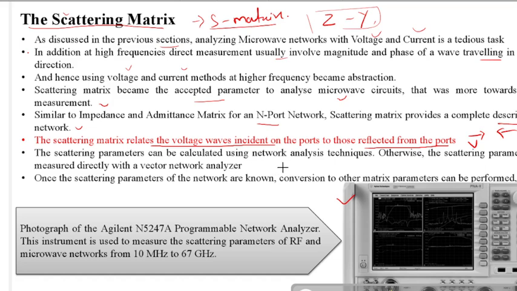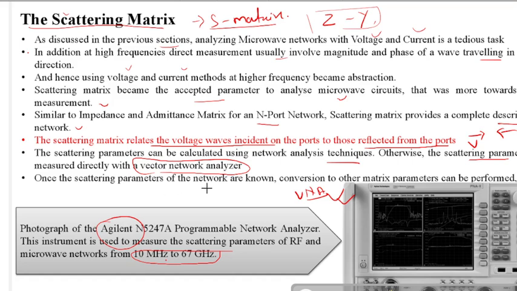The scattering matrix can be calculated using network analysis techniques, and otherwise scattering parameters can be measured directly with a vector network analyzer. This is the device, the vector network analyzer, widely known as VNA, from Agilent, called a programmable network analyzer. When frequency is high, we have to define the frequency on which it can work, and this particular image shows it can work from 10 megahertz to 67 gigahertz.